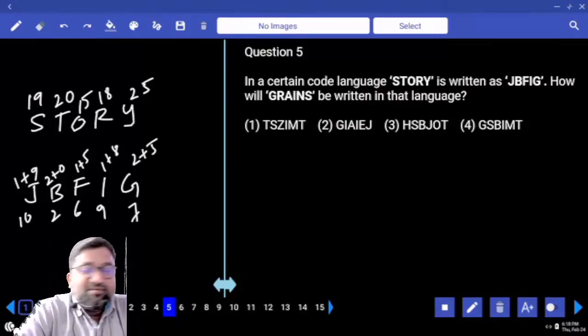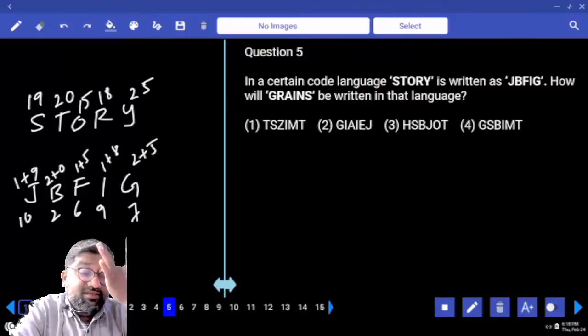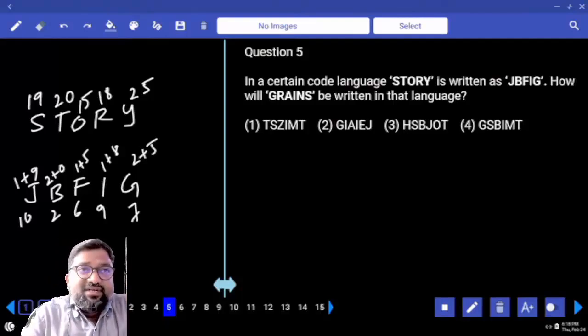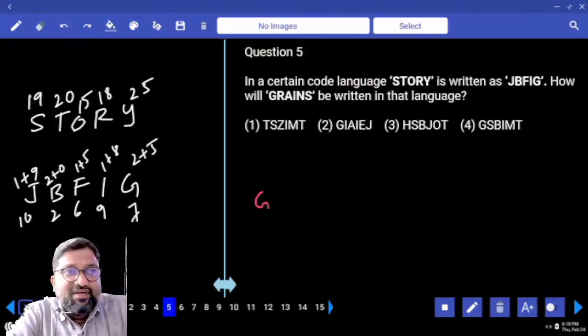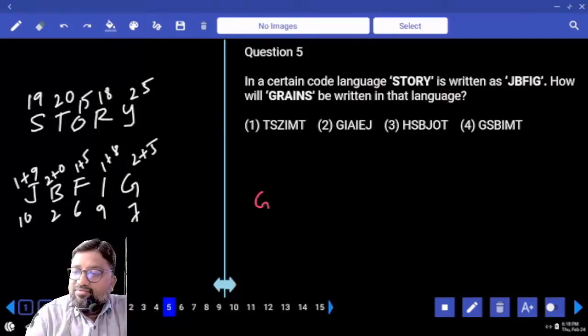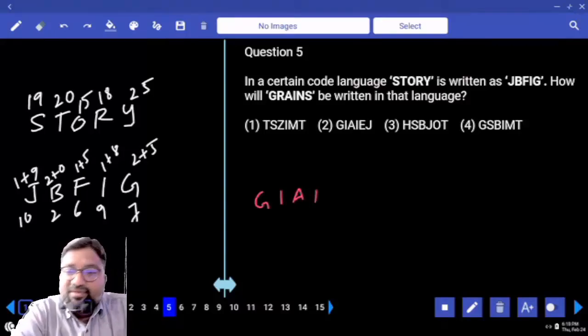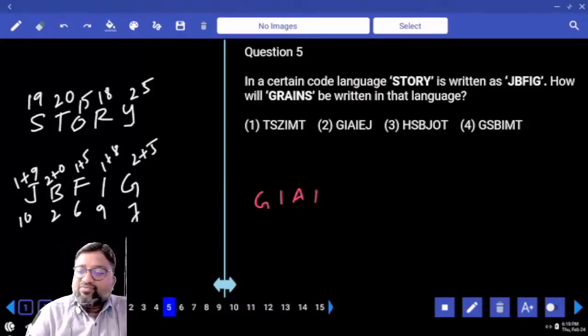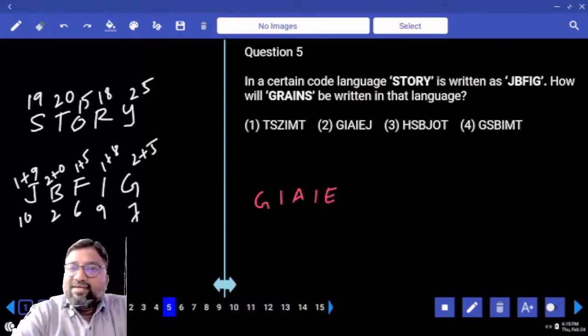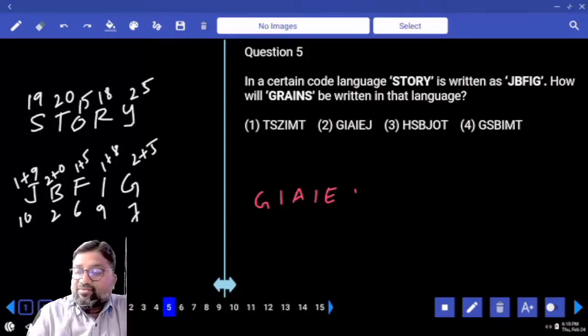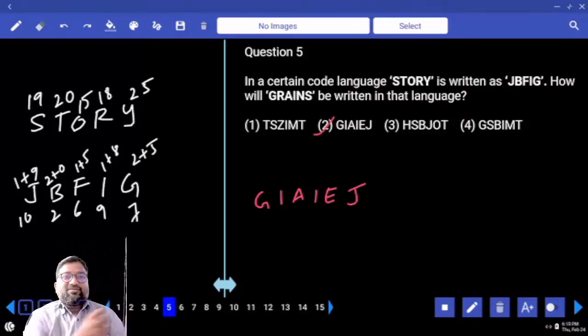Now you're supposed to go for grains. Come on. What is the place value of G? 7. Obviously the answer you'll have 7 because 7 is a single digit number. R 18. 1 plus 8, 9. I. A is 1. So I'll get A only. I is 9. So I'll get I only. N 14. 1 plus 4, 5. E. S 19. 1 plus 9, 10. What is it? J. So which option is my answer? Second option. Clear? Everyone?